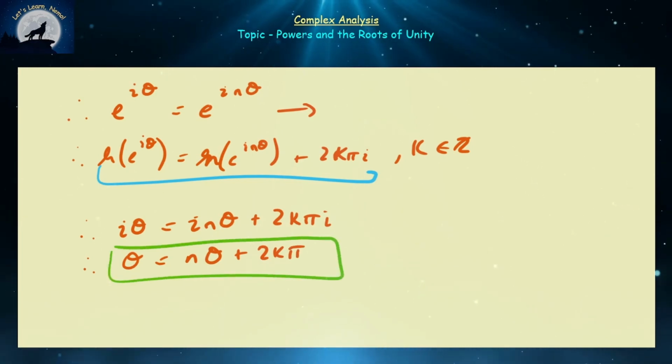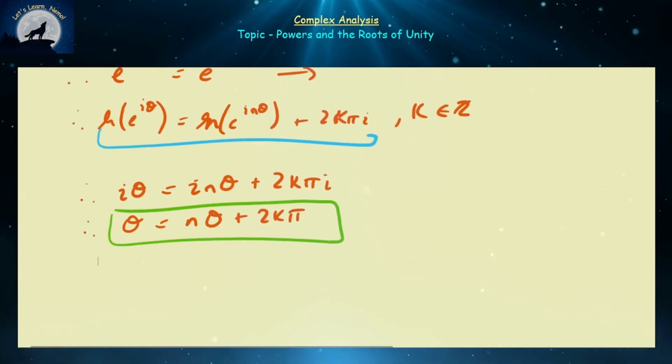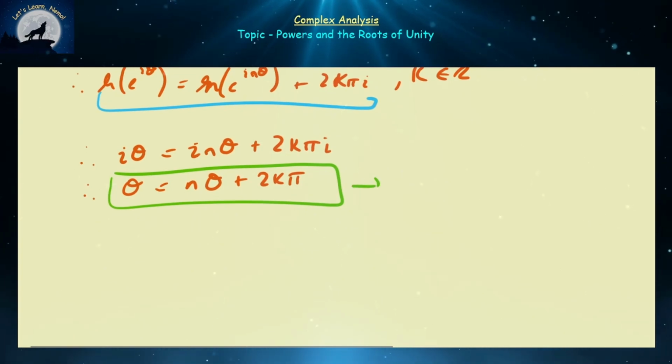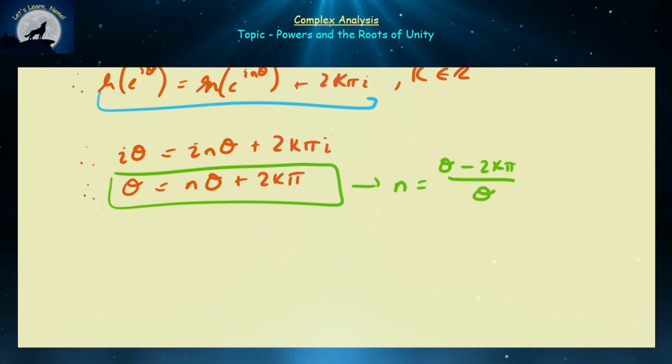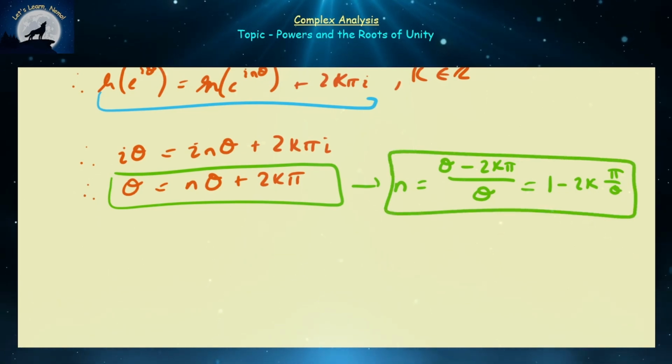So we have this particular equation, so you should be able to solve for n. We can see that n will be equal to, what will that be? Theta minus 2k pi all over theta, which you could also write as 1 minus 2k pi over theta. So we have what n must be equal to in this particular statement. And keep in mind, k must be an integer.